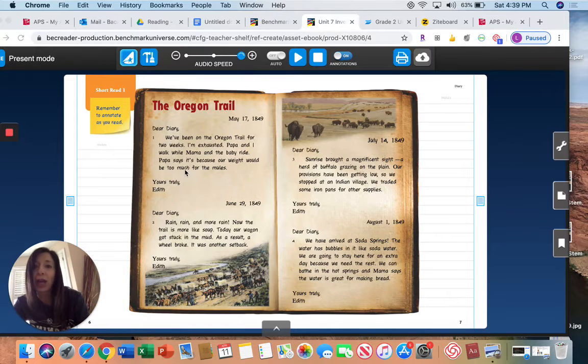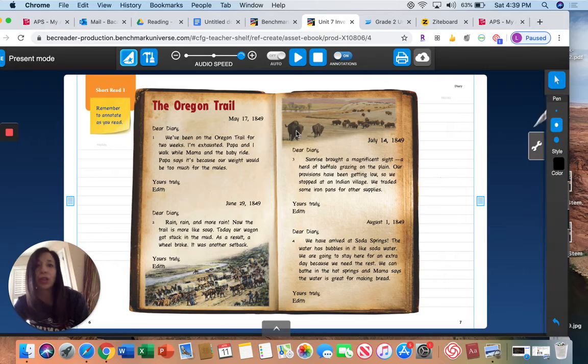So if I'm looking at this story, I look at some of the key events, and I notice right away that they say they've been walking on the Oregon Trail for 2 weeks. So I'm going to get my tools. Remember, you click on the toolbox, you click on the pen, and I'm going to underline that detail because that detail is very important. It explains that they've been walking for a long time and that traveling on the Oregon Trail must have been difficult.